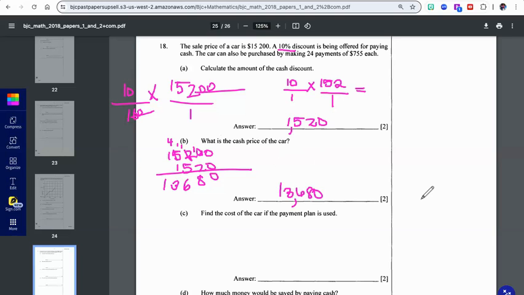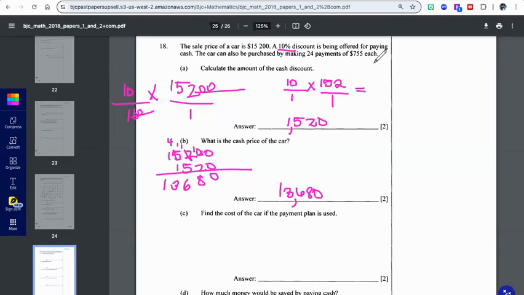So what will be the cost of the car if the payment plan was used? Listen, read the bottom for me. It says the car can be purchased by making 24 payments of $755. In this question, they did not require a down payment. It's just saying that the payment plan can be made by making 24 payments, that's your monthly payment, of $755.